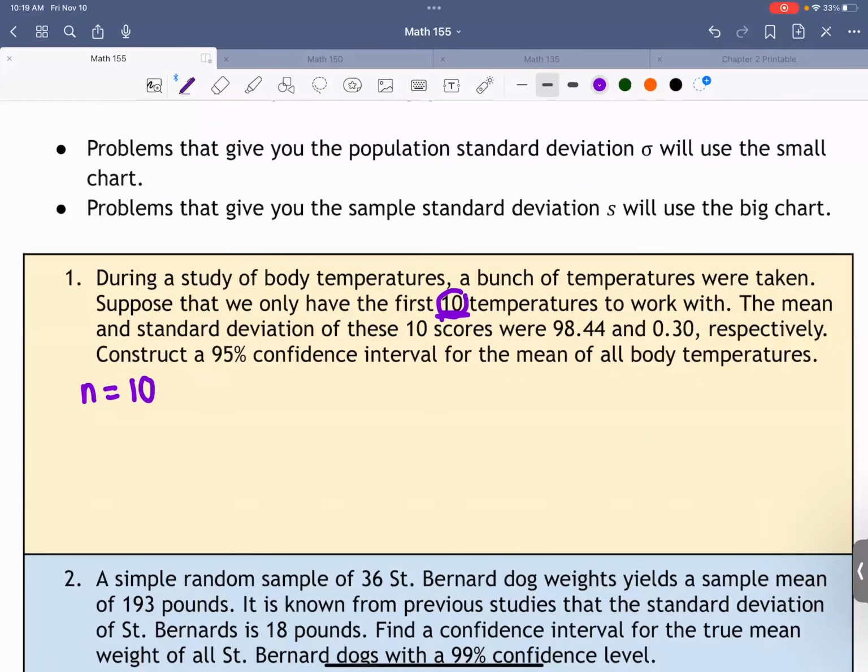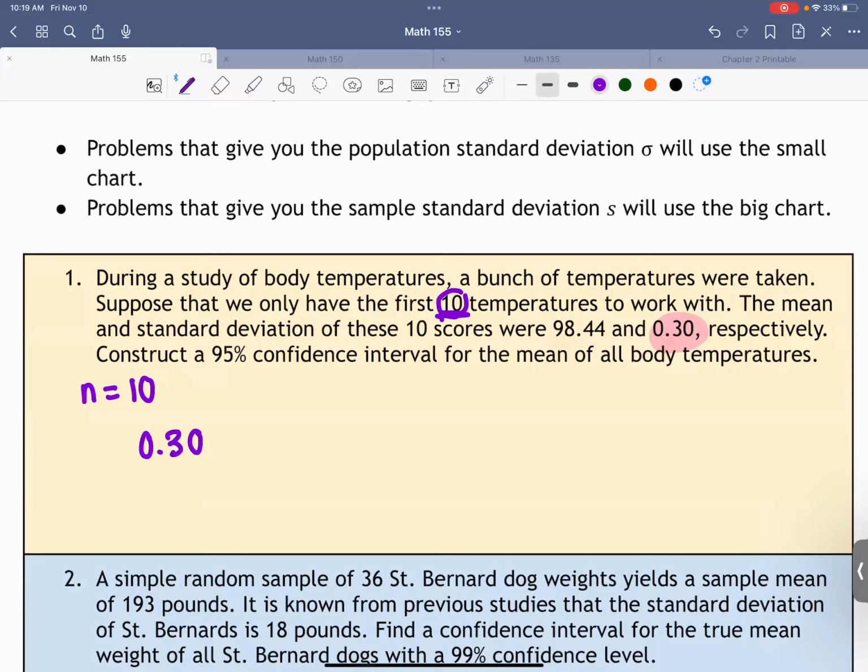So at this point, we know that our sample is those first 10 temperatures. The mean and standard deviation of these 10 scores were 98.44 and 0.30 respectively, which means the mean went first and the standard deviation went second. So I know that my standard deviation is 0.30. Now, who thinks this is the population standard deviation? Who thinks this is the sample standard deviation? Oh, we have more hands for the sample. Anyone want to describe why it's the sample standard deviation?